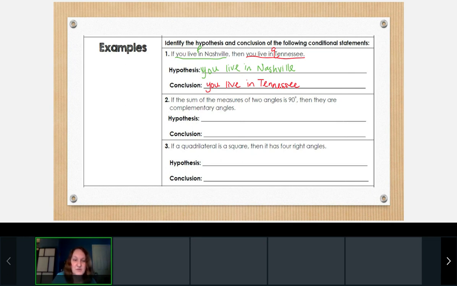Notice that I did not use the words if and then. If and then tell us where to look, but they're not part of it. So I'm not going to write the word if in the hypothesis, and I'm not going to write the word then in the conclusion. They're just telling me where to look.